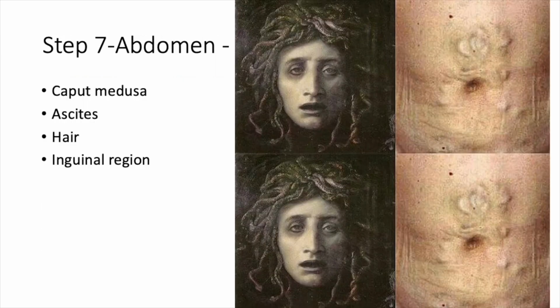A general observation of abnormalities on the abdomen should also be made as part of the general examination. So look for caput medusae. You can see dilated veins going around the umbilicus. There can be abdominal distension. The feminine distribution of hair or hair loss may be there. And look at the inguinal region, and testicular atrophy can also be examined.